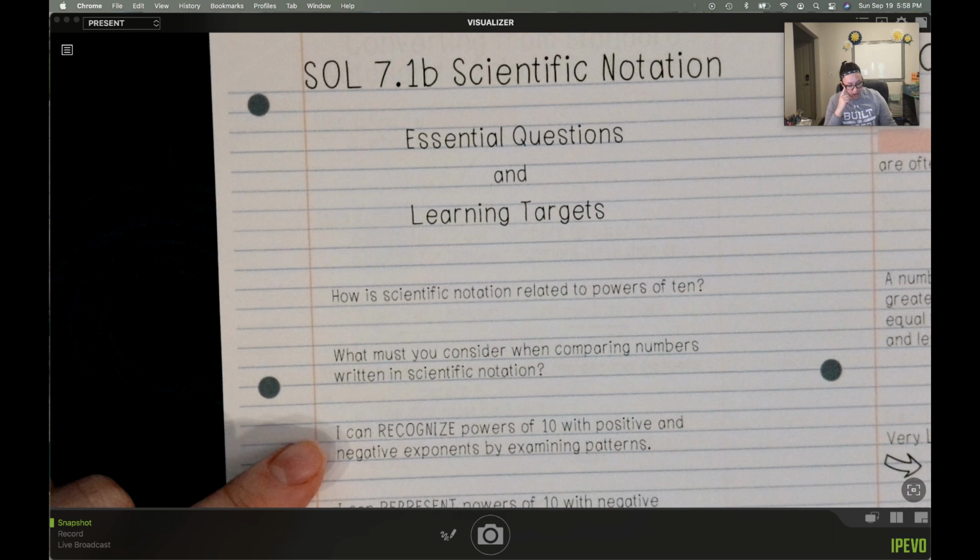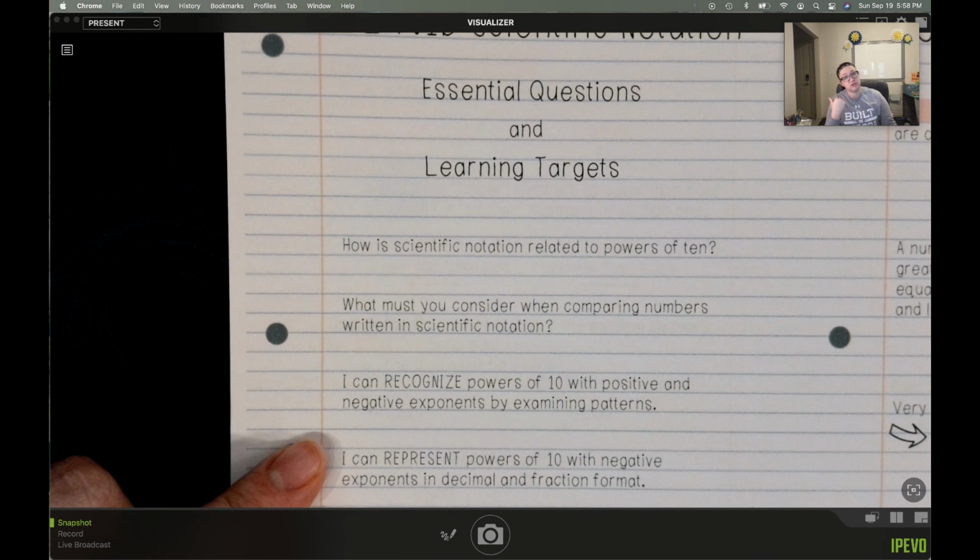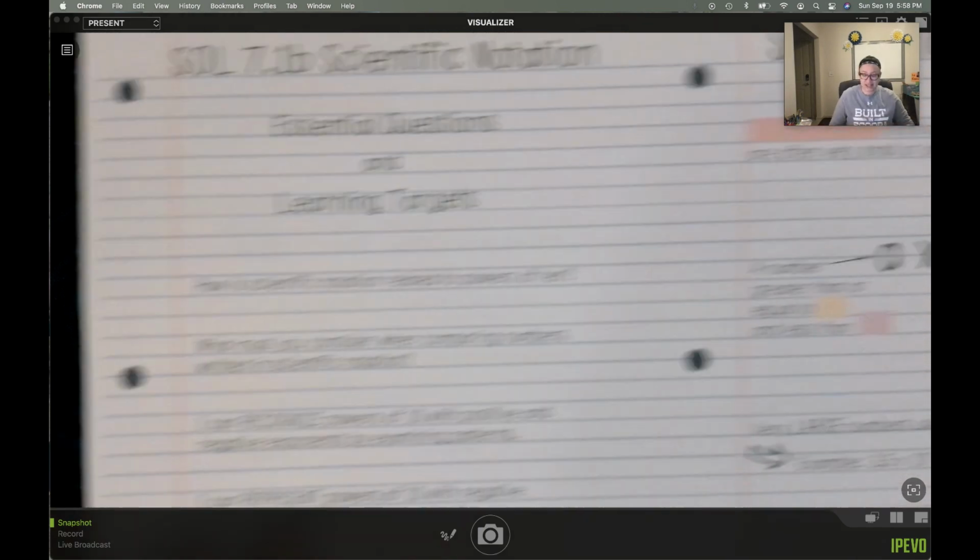By the end of this, I can recognize powers of 10 with positive and negative exponents by examining patterns, and I can represent powers of 10 with negative exponents in decimal and fraction formats. Both of these skills from powers of 10 are going to be important with scientific notation. So let's take a look at it.